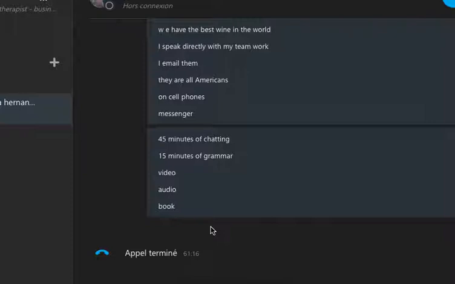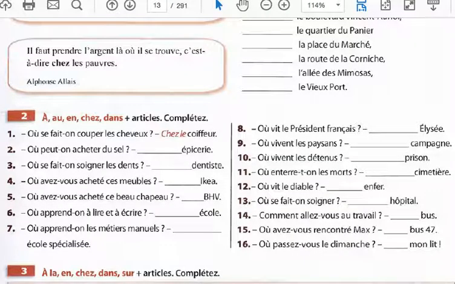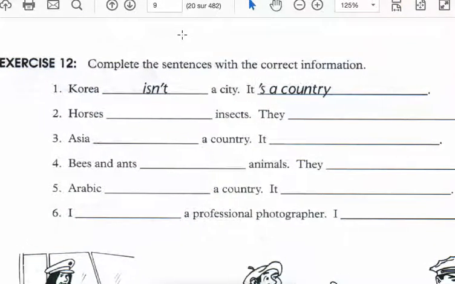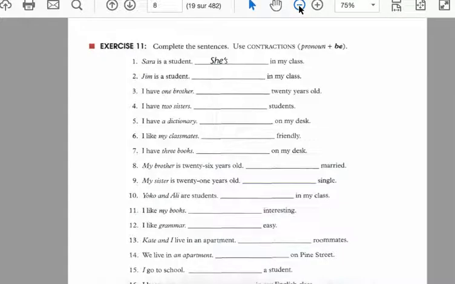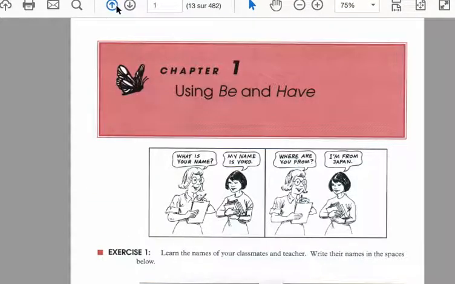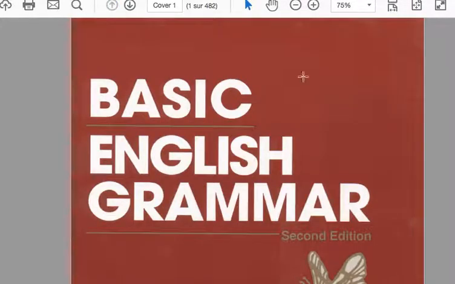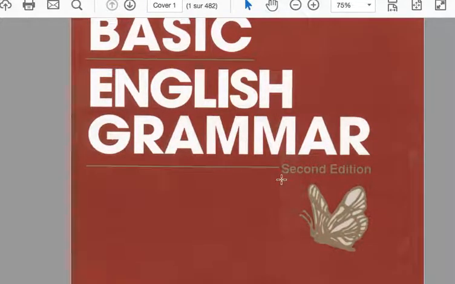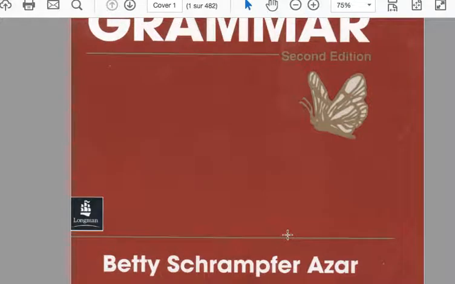So concerning the books now, let's keep using Skype. We're not gonna waste time like that. Let me go to Adobe. This is for French, so don't freak out. Longman. So this is a book I was using. I'm gonna just zoom out because it's too big. So Basic English Grammar, by Betty Schrampfer Azar, and it's the Longman collection or edition.